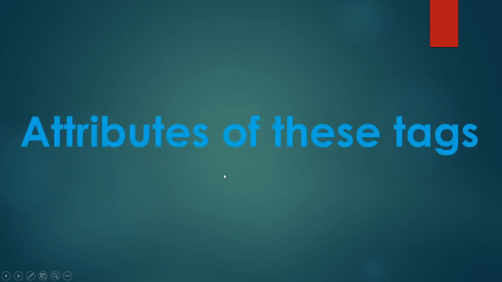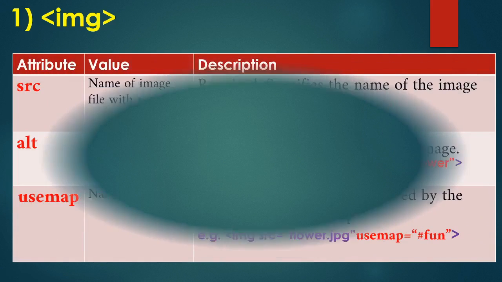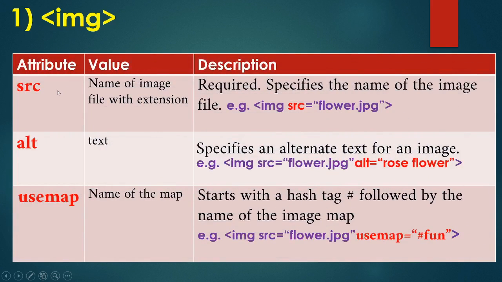Now we will see some attributes of these tags. First, let's see the img tag. The first attribute we all know, that is src, to include an image. Here I have given one example, img src is equal to flower.jpg, that is, this flower.jpg image will get displayed on my web page. Then the alt attribute, that is to give extra information or some alternate text regarding my image. Here I have given alt is equal to rose flower.